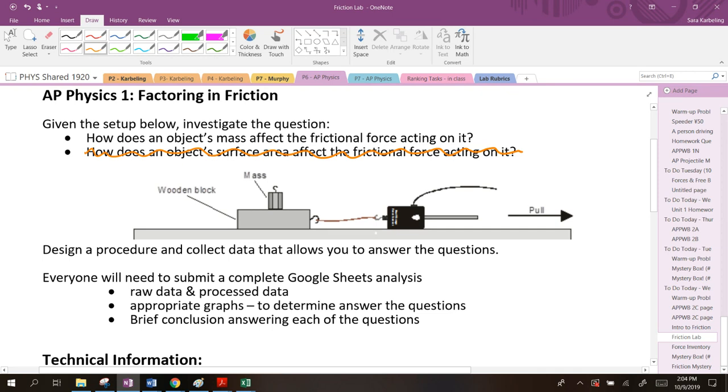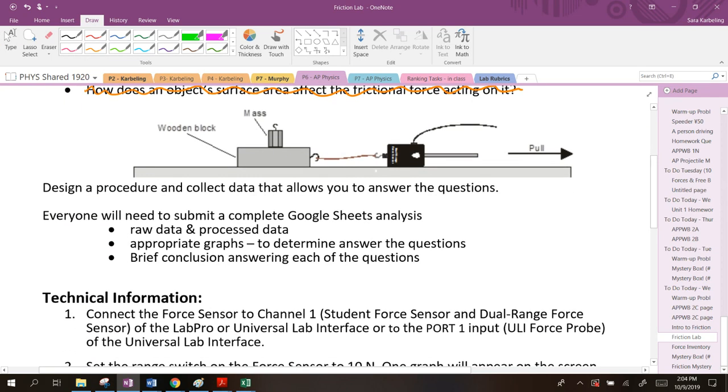This is a picture of exactly what you just saw a second ago, okay? We're going to design a procedure to collect data that allows you to answer that question. Each person is going to submit a completed Google Sheets analysis with raw data and process data, and appropriate graphs to show me how you're answering the question. And then just a 2 or 3 sentence conclusion. It doesn't have to be a long paragraph, okay? That's the information that you need from me.